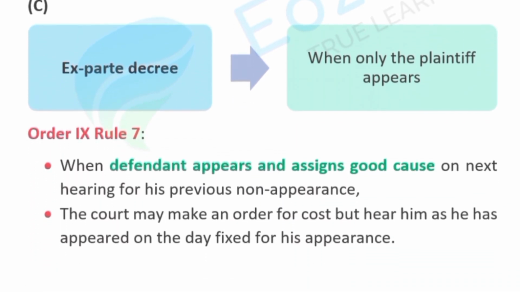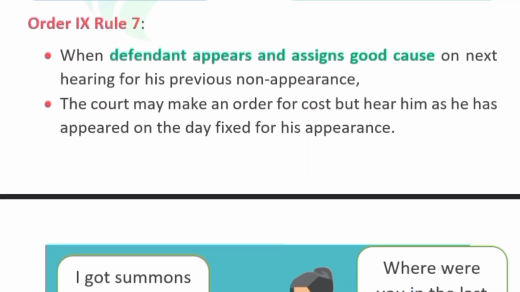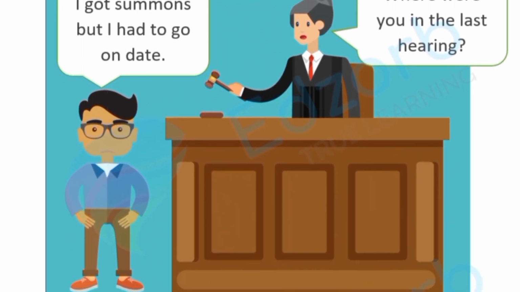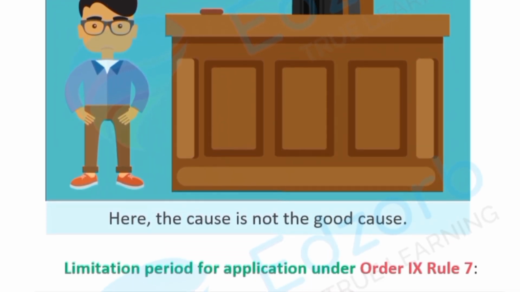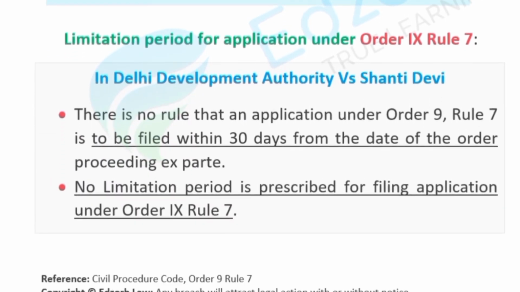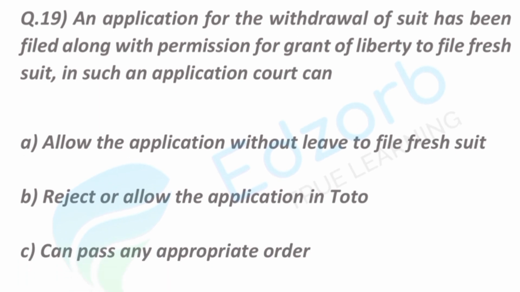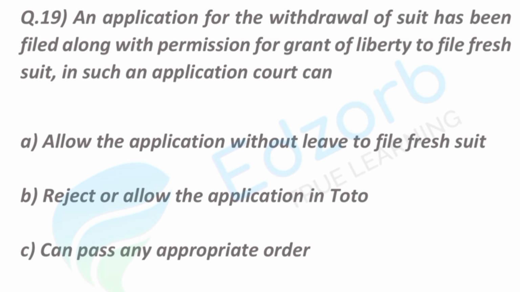And you see, this provision pertains itself to the defendant appearing on the next date of hearing and assigning good cause. So there is actually no limitation under Order 9 Rule 7. So a court in session of an application for withdrawal of suit along with permission for grant of liberty to file a fresh suit is under the duty to reject or allow the application in toto.